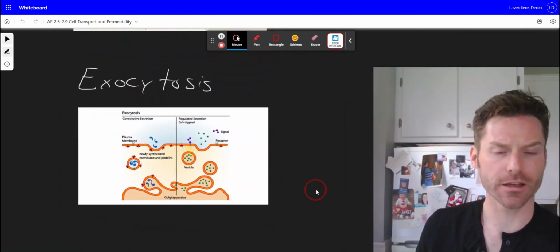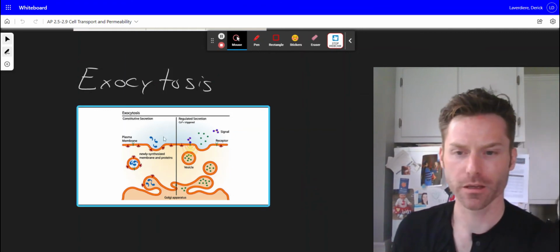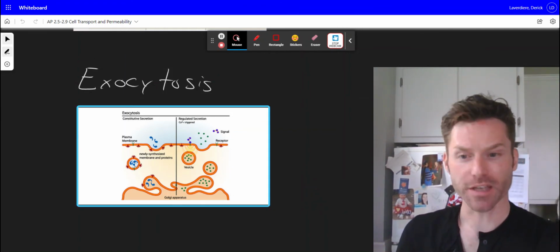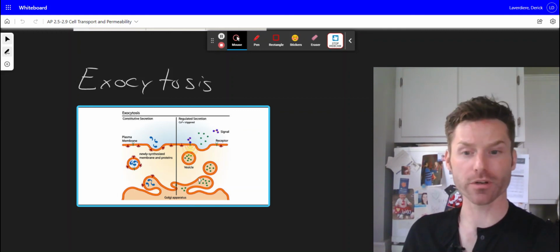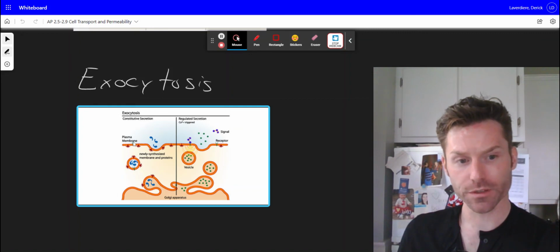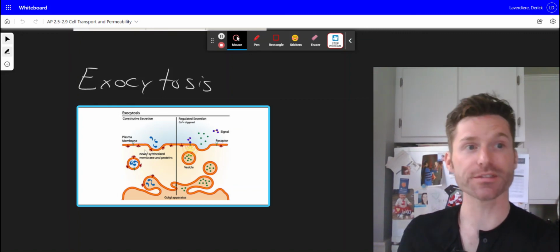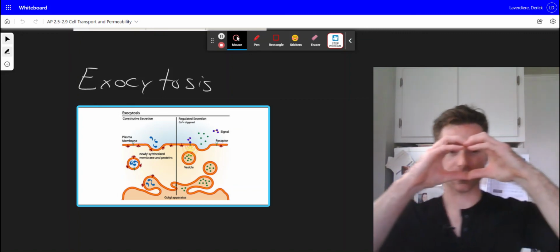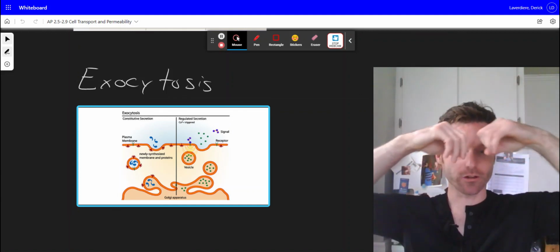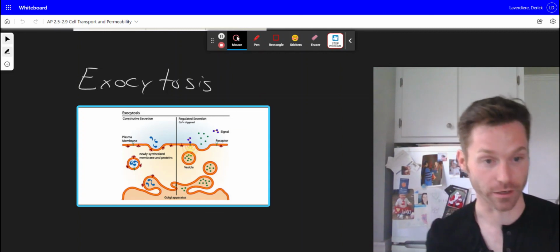Exocytosis, similar idea, but going in the opposite direction. This is how you get rid of either a lot of stuff or big stuff. The cell wraps the stuff up in a membrane at the Golgi apparatus. That membrane will become fused with the cell's membrane itself. So the ball comes up, clicks, and then it kind of opens outwards, and all that material gets released out into the extracellular area.